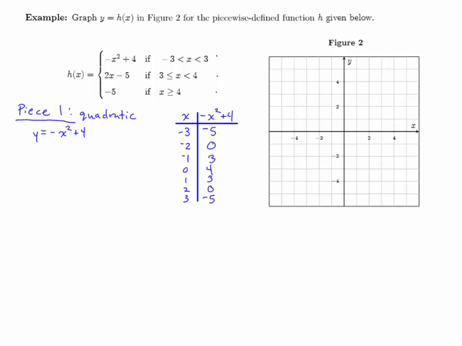The key things that we need to keep in mind here is that we have negative 3 less than x, strictly less than 3. And so at negative 3, we're going to have an open circle. And the same thing's going to happen at 3. And that's because this is defined just between negative 3 and 3, but not including those values. So what that'll look like on this graph then is I'll go to the point negative 3, negative 5, and I'll put in an open circle. And I'll do the same at 3, negative 5.